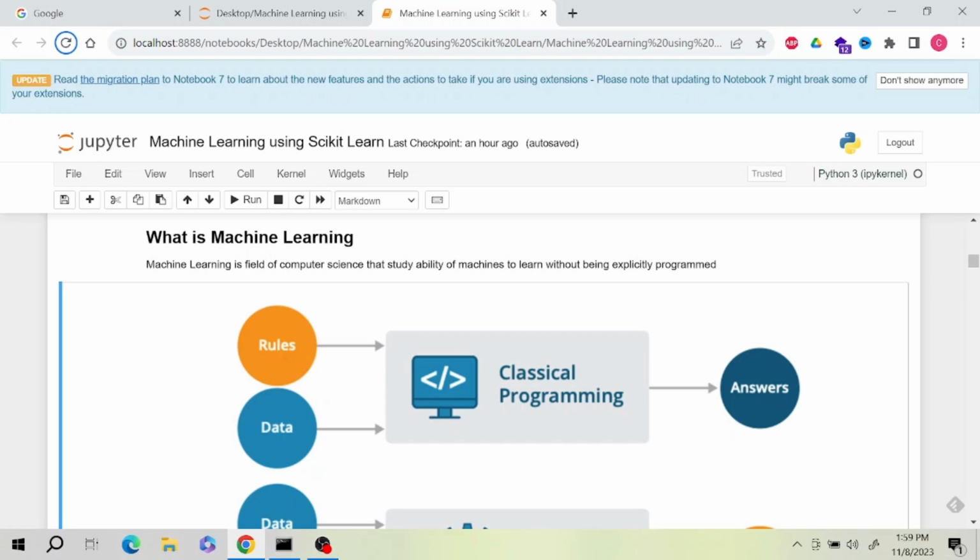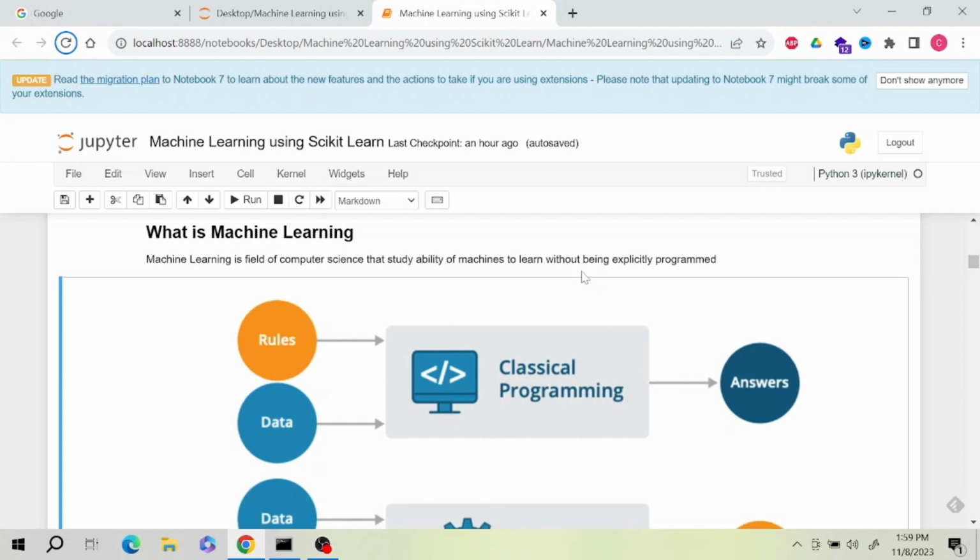Okay. So first things first, what is machine learning? It is defined like this. Machine learning is a field of computer science that focuses on learning of machines without being explicitly programmed. It means if machines or our computers can learn by themselves, then that field of study, generally we call it machine learning. Okay, so let's understand this.